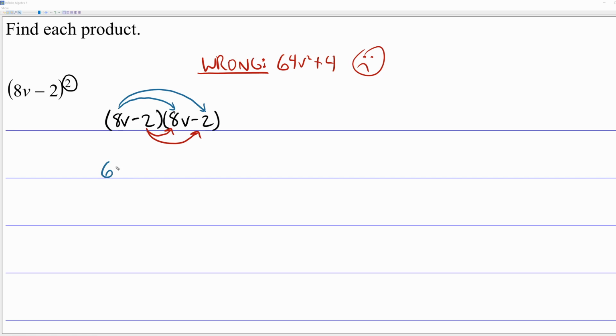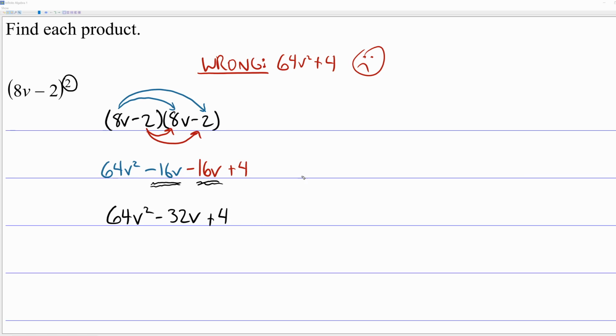8v times 8v is 64v squared. 8v times negative 2 is negative 16v. And now follow the bottom 2 arrows, which are in red. Negative 2 times 8v, well, that's another negative 16v. And then negative 2 times negative 2, that is plus 4. So what you have to notice here is that the 2 terms in the middle are both linear. V to the first power. Those are like terms. So you combine those, meaning the final answer is 64v squared. Negative 16 minus 16 is negative 32. So minus 32v plus 4.